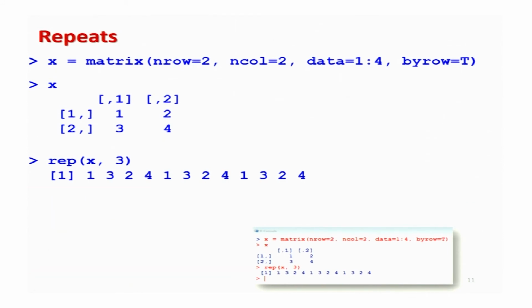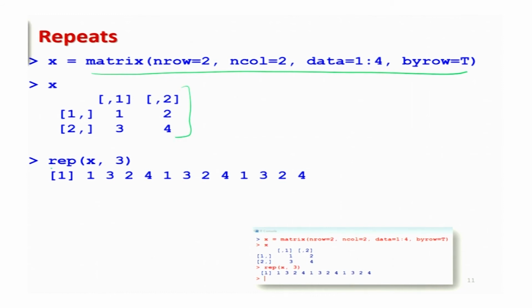Now I try to take one more example where I am considering a matrix of order 2 by 2 in which the data is 1, 2, 3, 4 and the observations are arranged by rows. You already have learned the matrix operation. So the X matrix here looks like this.